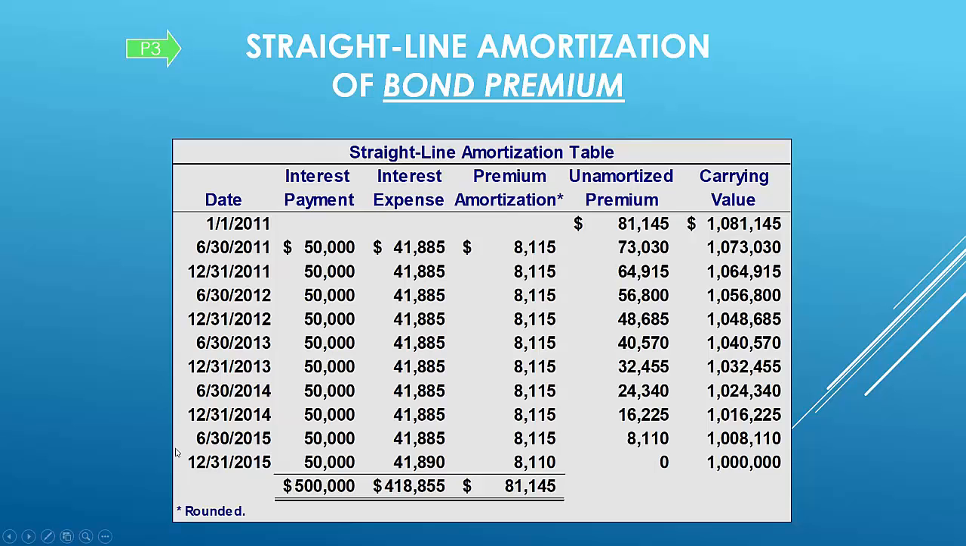Okay, and here's how this would be amortized. You can see that I've got $1,081,145. That's how much I took in. This is the premium. Every 6 months, I'm paying $50,000. My interest expense is the premium that's amortized over the period of the loan, less the $50,000. That's how I get the amount of my interest expense, and then that eventually goes down to $1 million. So that premium is amortized over the carrying life of that bond.